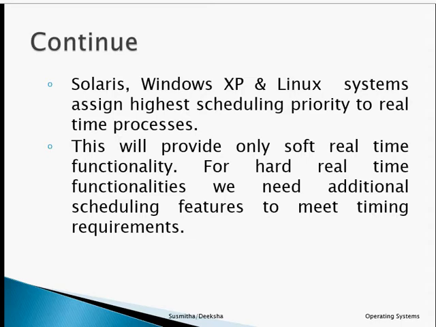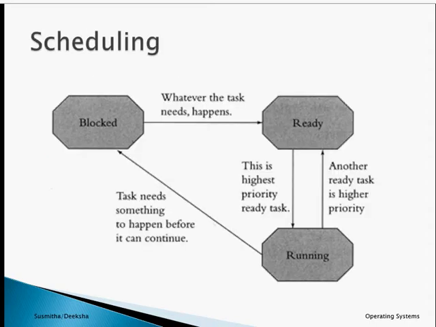Let's see the diagram of scheduling. In the scheduling, we have three states. They are blocked, ready, and running. In the ready state, we have all the tasks and they should be executed, right? In the ready state, all the tasks will have some priority. Based on their priority, they are sent to the running state. Whenever a particular task comes to the running state, we must execute it.